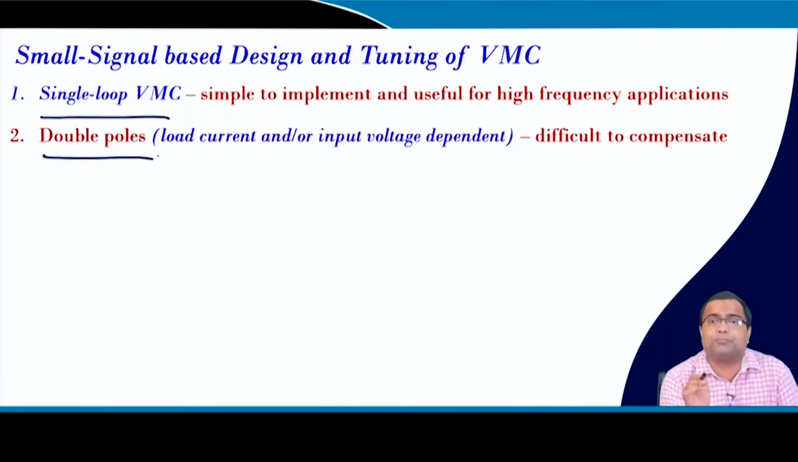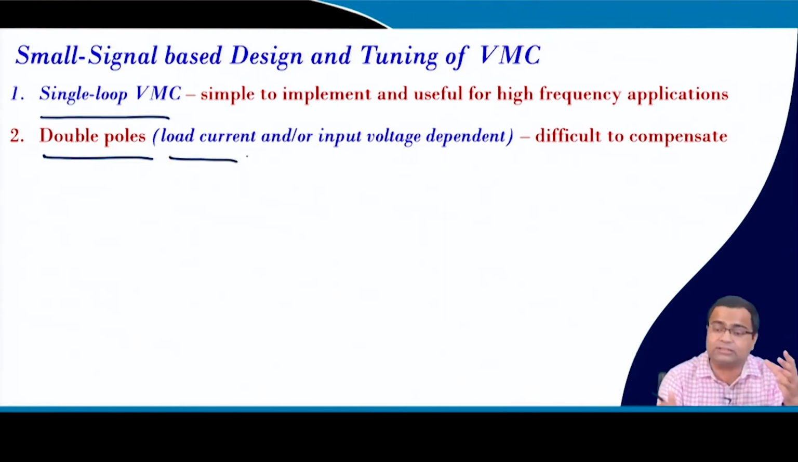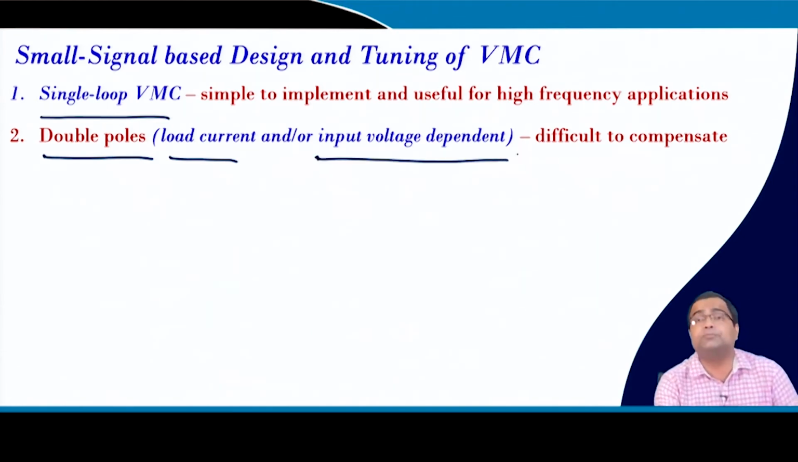But the problem is the double pole, and the double poles are often a function of load resistance or the load current, and in the case of the boost converter and buck boost converter, it is also a function of input voltage along with the load current. This makes it very difficult to compensate because the double pole moves in the complex plane, and you need to adaptively vary the controller zero. That is why an off the shelf or offline based worst case design will not be a good solution to achieve high bandwidth for an entire operating range.